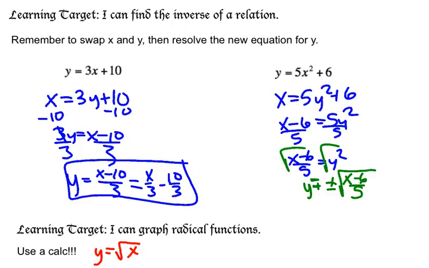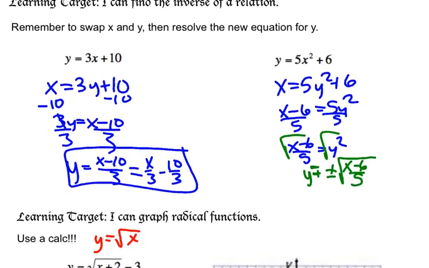Go back to that last problem, remember that it should be y equals plus and minus the square root of x minus 6 over 5. A lot of you probably forgot that plus and minus, so be careful with that. When you take the square root in a problem, you need to think about the positive and the negative root. And so, yes, that's not a function, but it is still part of the inverse equation. The inverse is not a function in this case, but it is an equation.